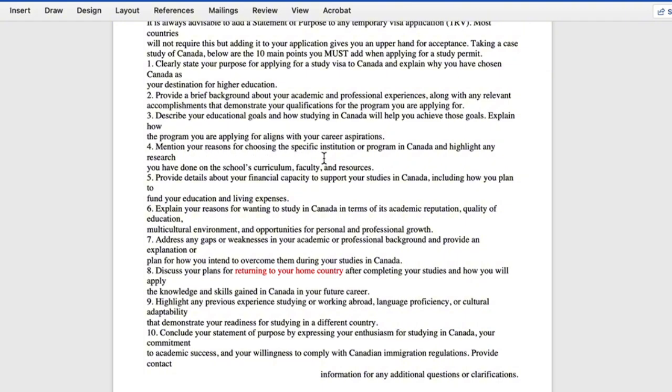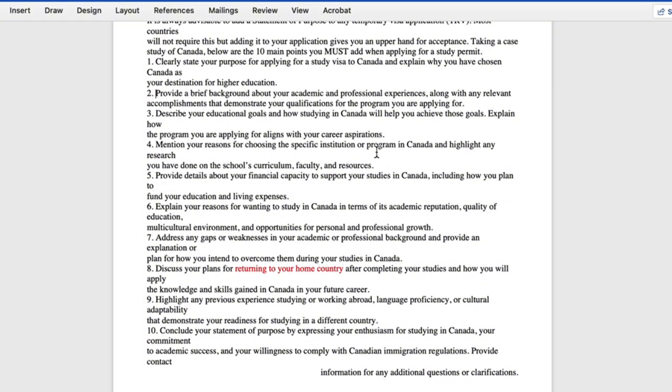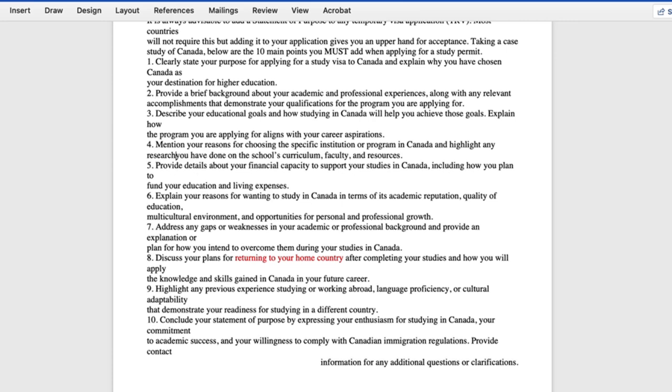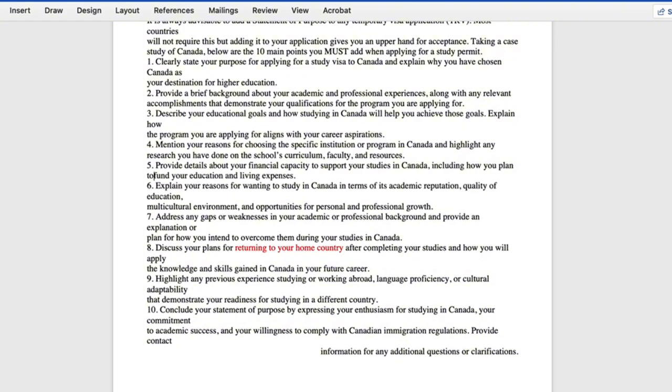Point 4, mention your reasons for choosing this specific institution or program in Canada, and highlight the research you have done on the school's curriculum, faculty, and resources. All right, provide details about your financial capacity to support your studies in Canada, including how you plan to fund your education and living expenses.